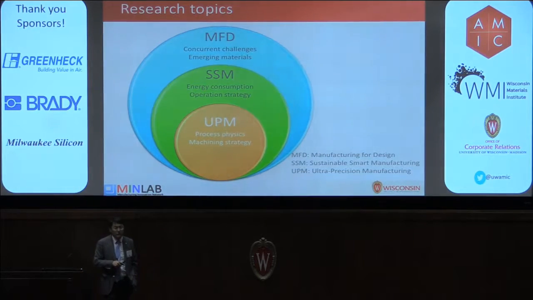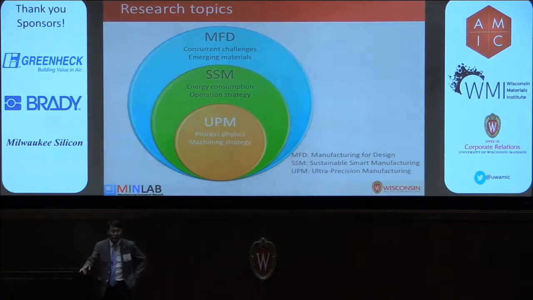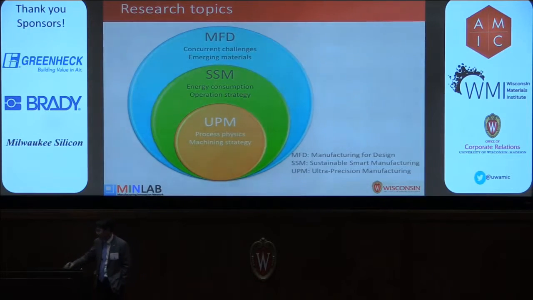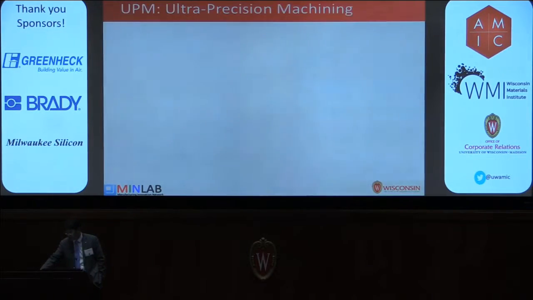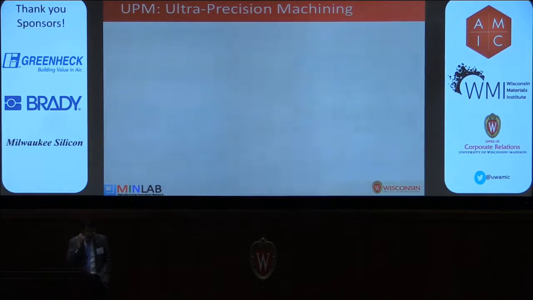Other than that, these are my research topics. As I just introduced, manufacturing for design is the big category that I'm trying to do. Under that, my expertise in ultra precision machining is process physics. Let me briefly introduce what it is. You know CNC machining, the basically metal cutting process, but it's not only a metal cutting process. You can cut many types of materials, but there are several materials which are difficult to cut.